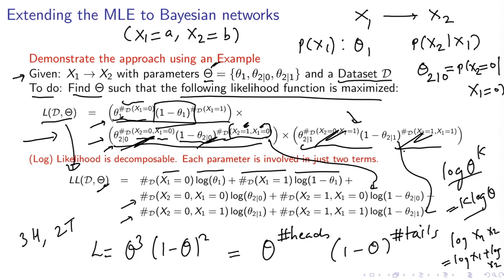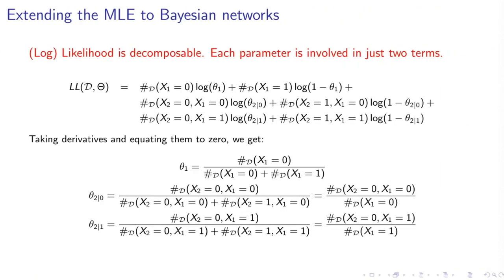Okay. So now the question is, the likelihood is decomposable because each parameter is involved in just two terms. So how do I use this fact? I can use this fact because I can take derivatives of the log likelihood of data and equate it to 0 in order to find the so-called maxima of the log likelihood function. And the beautiful thing about these derivatives is that each of these derivatives will only involve two terms.